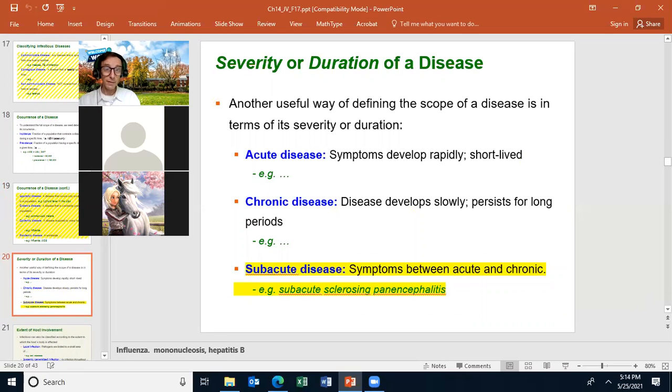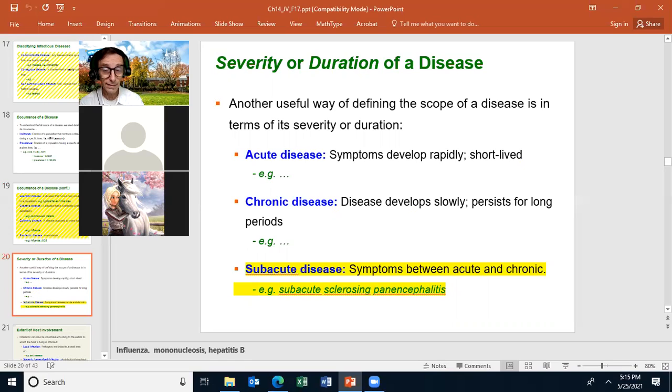Let's talk about the severity or duration of a disease. It's another useful way of defining the scope of disease. Severity is how severe the disease is. The duration is how long it lasts. And usually, diseases are both more severe and have longer duration, or they're shorter in their duration and they're less severe. But that's not always the case.